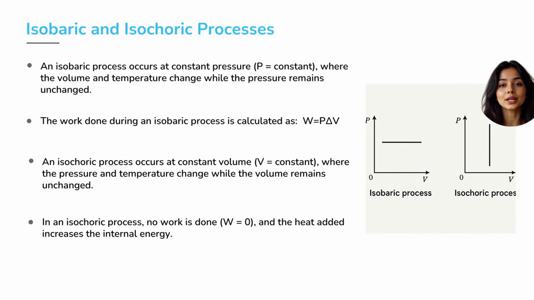In an isochoric process, the volume stays constant. No work is done because the volume doesn't change, but if heat is added, it causes the pressure to increase. This is what happens inside a pressure cooker. The volume of the container doesn't change, but the pressure rises as the temperature increases.